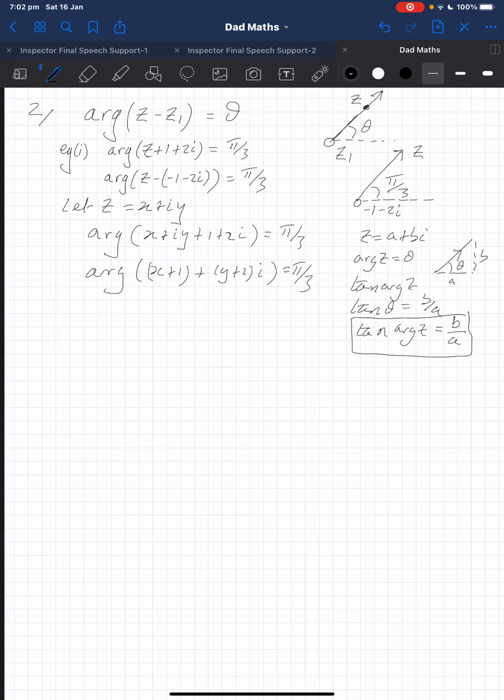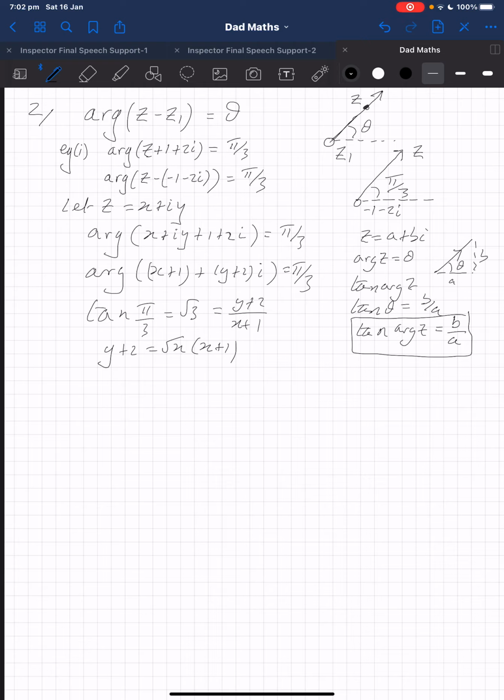So in this case, we've got this complex number, x plus 1 the real part, y plus 2 the imaginary part, and the argument is pi over 3. If we take tan of this, tan of pi over 3, which is tan of 60, is root 3, and that's going to be the imaginary part over the real part, y plus 2 over x plus 1. So we get y plus 2 equals root 3 times (x plus 1).